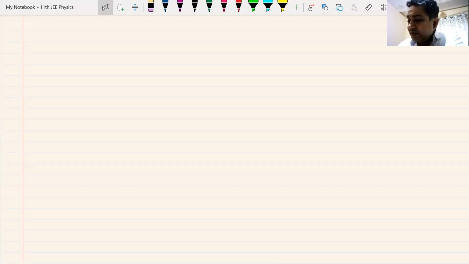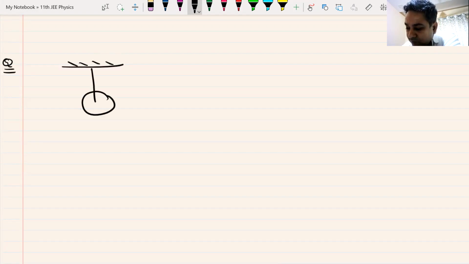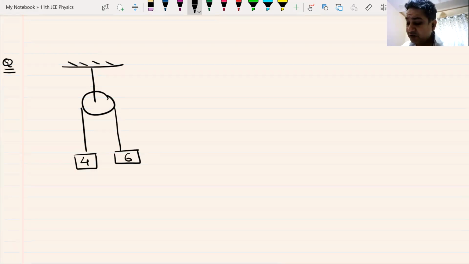Can I now give you a question? I'm giving you a question on simple Atwood's machine. This block is 4 kg, this block is 6 kg. Find the acceleration of both the blocks and the tension in the string. How many strings do you see? You see a lower string, there could be an upper string. To get tension in one string, you should be able to get the tension in the other string. So the question comes to you now.